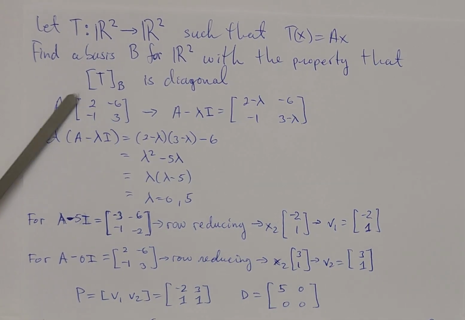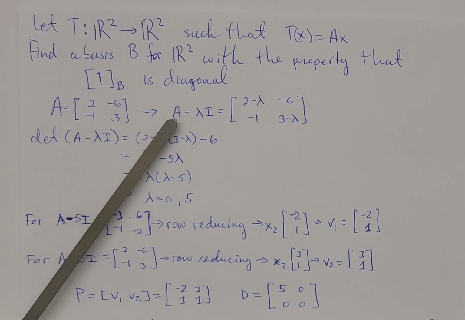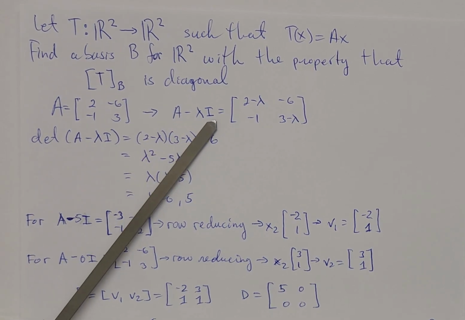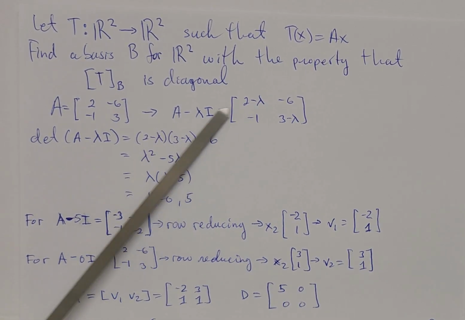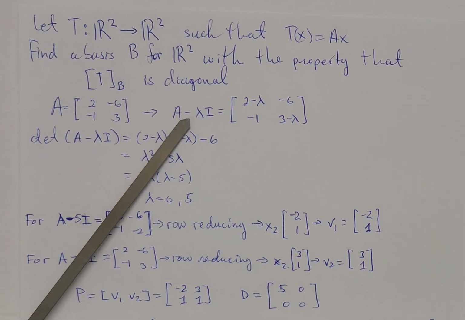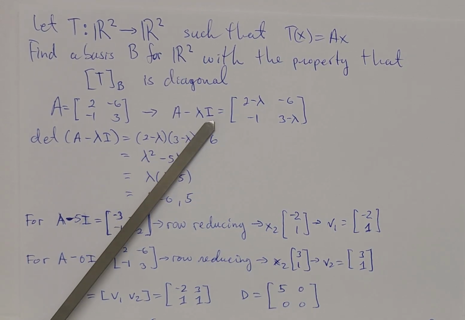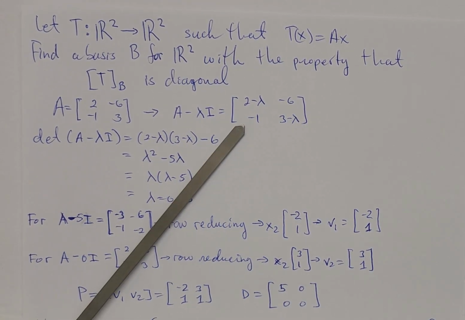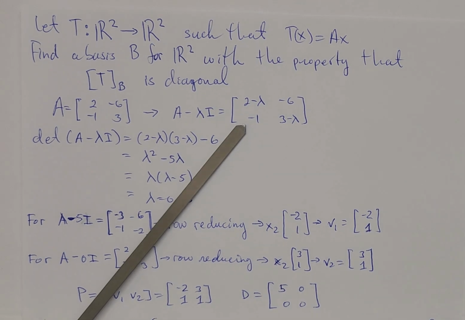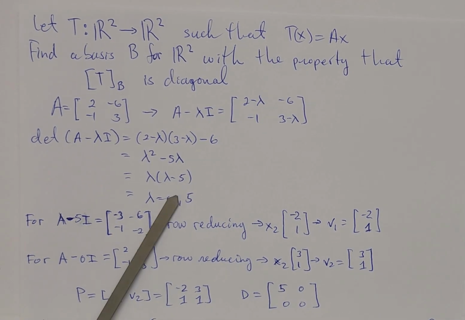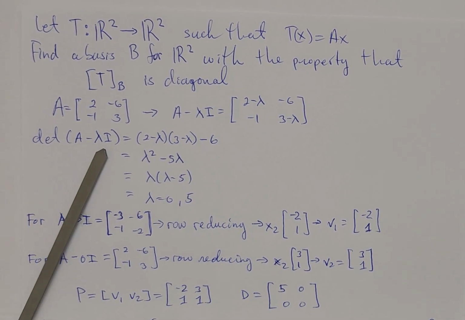So here I have a matrix A, and make sure you remember how to do A minus lambda I. Again, remember how to do A minus lambda times I. That's from the previous lessons. After that, do the determinant of A minus lambda I.